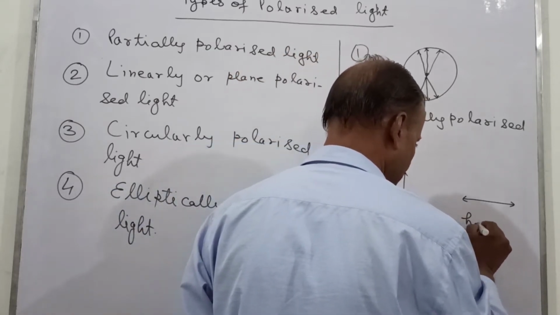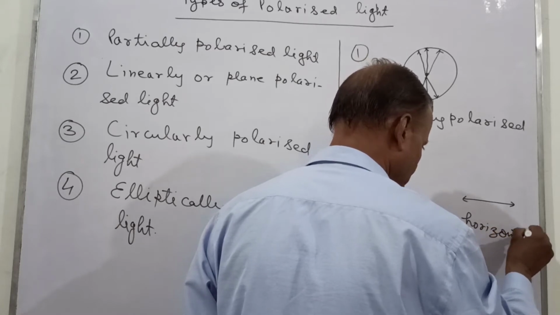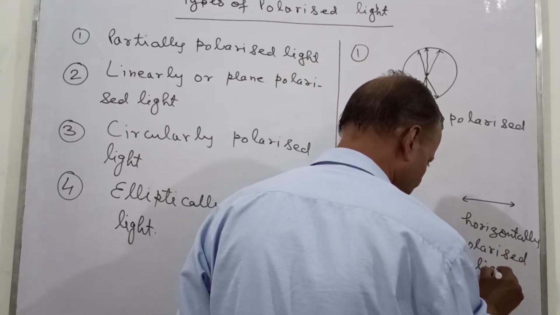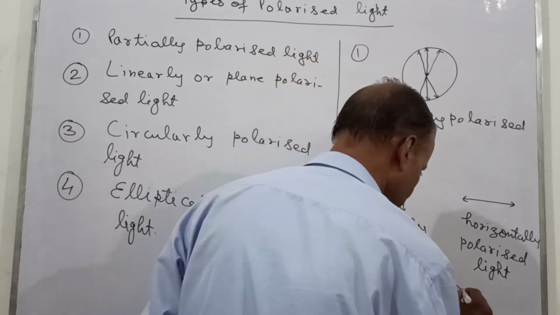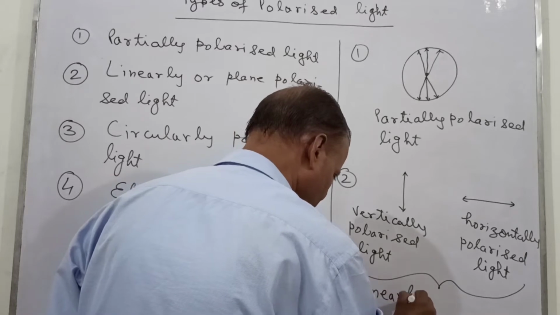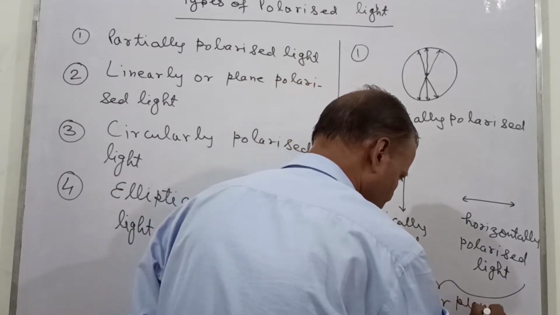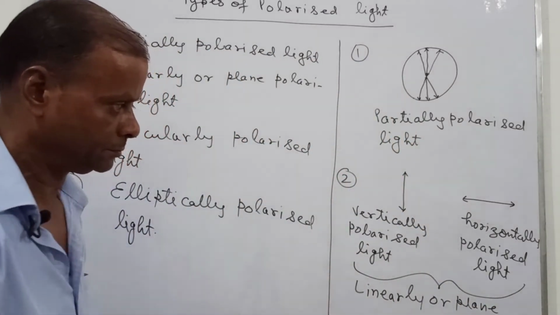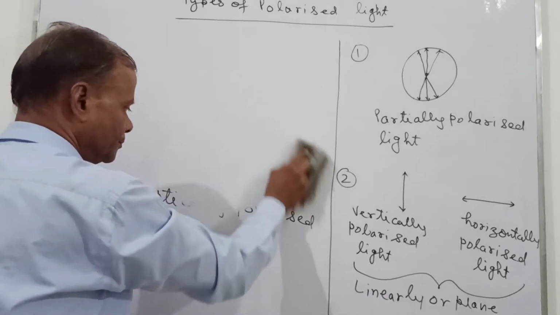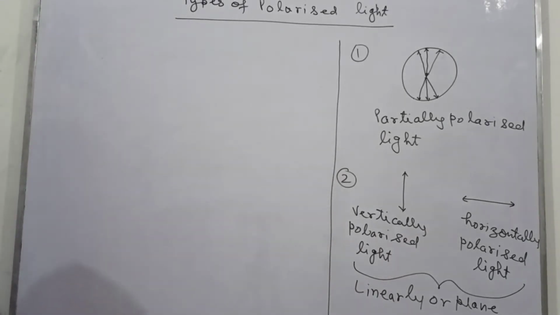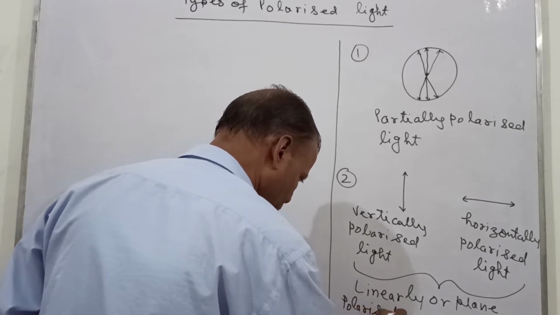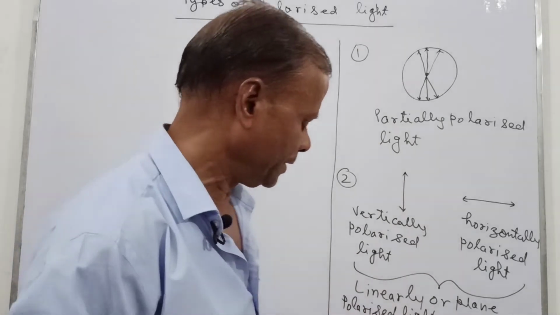This is horizontally polarized. And these both are called the linearly or plane polarized light.